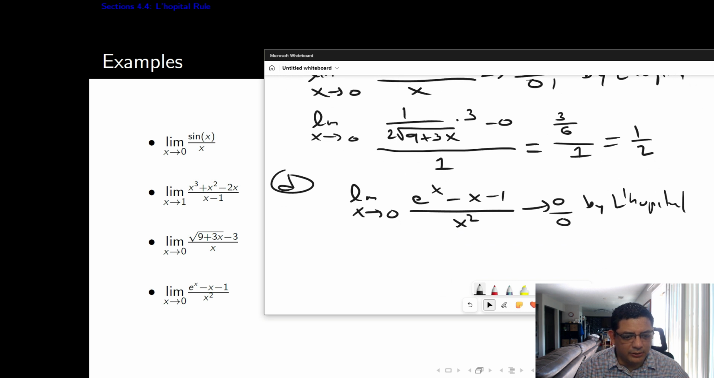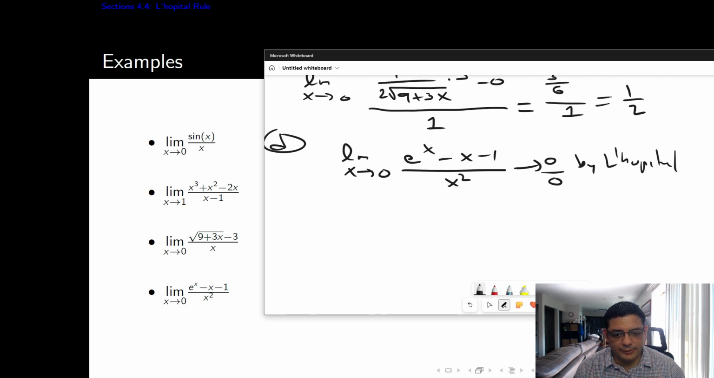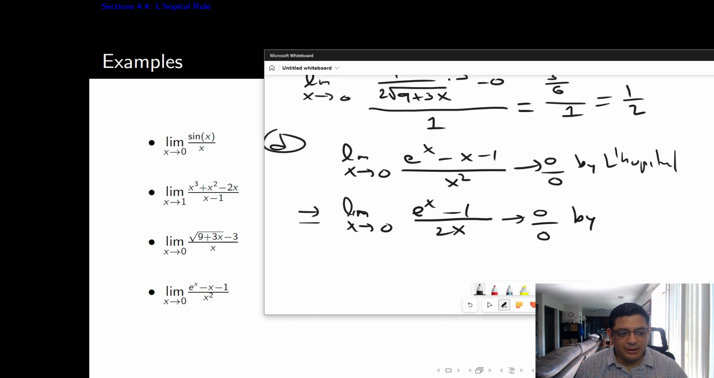And when I use L'Hopital's here, this is equal to the limit when x goes to 0 of e to the x minus 1 over 2x. Notice that if I plug in 0, e to the 0 is 1, and 1 minus 1 is 0. So this is also a 0 over 0 situation. 2x is also 0. And what happens is I can continue doing L'Hopital's rule.